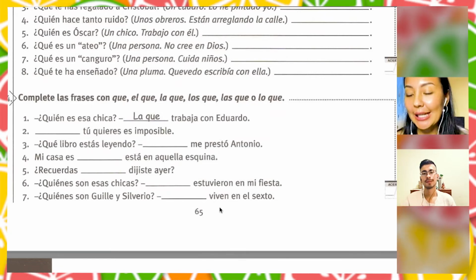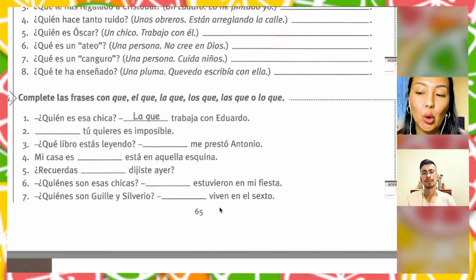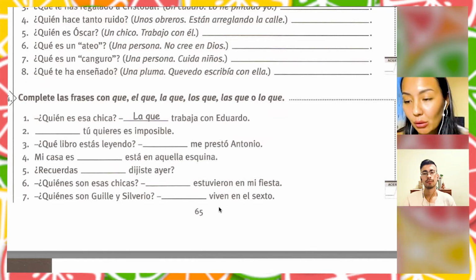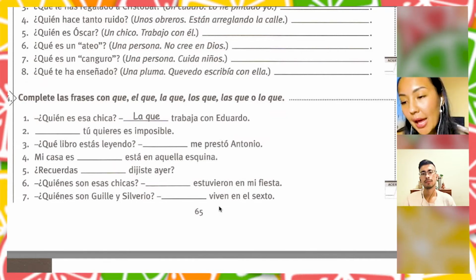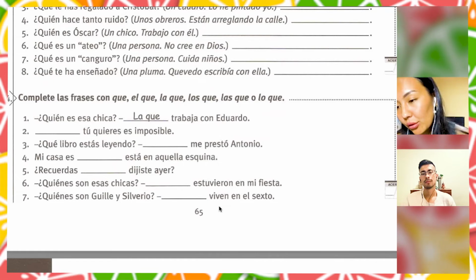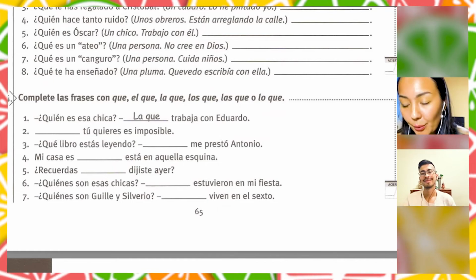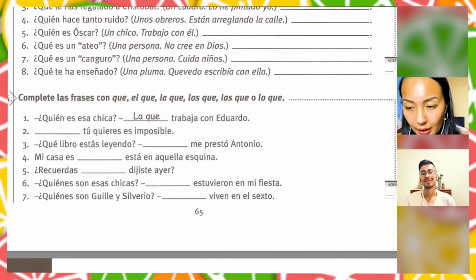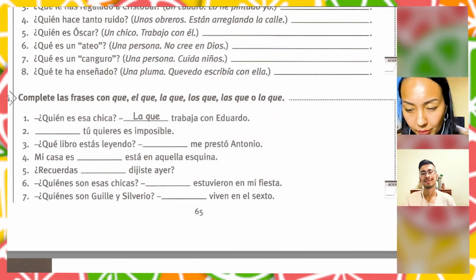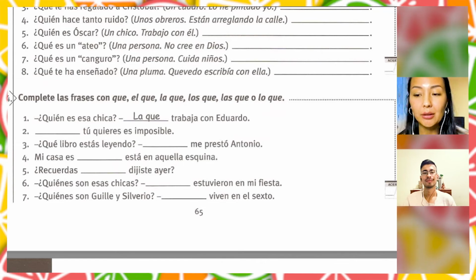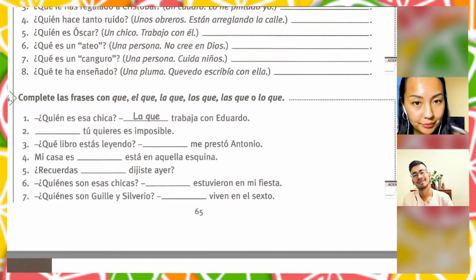Okay. ¿Quién es esa chica? Who is this girl? La que trabaja con Eduardo. Works with Eduardo. Okay. ¿Tú quieres? Es imposible. Okay. Lo que tú quieres es imposible.